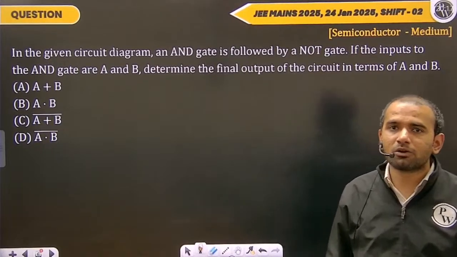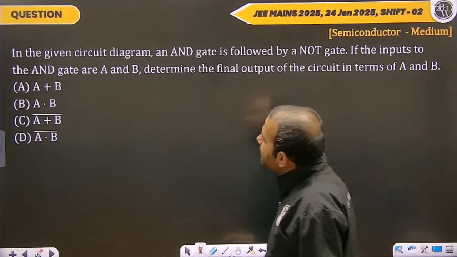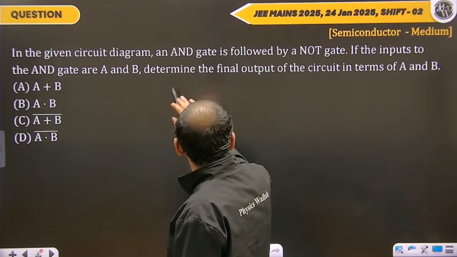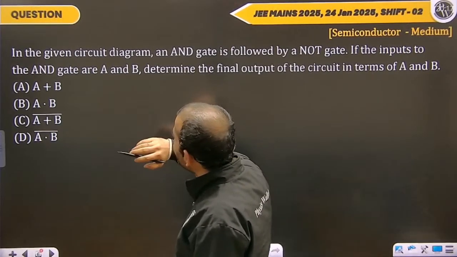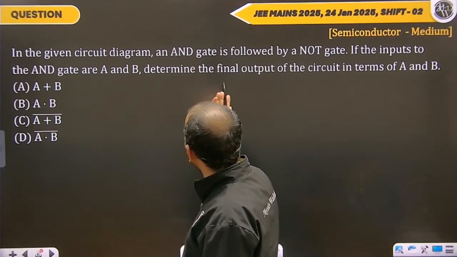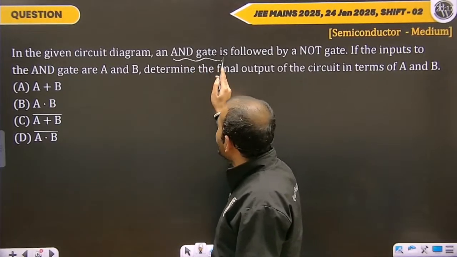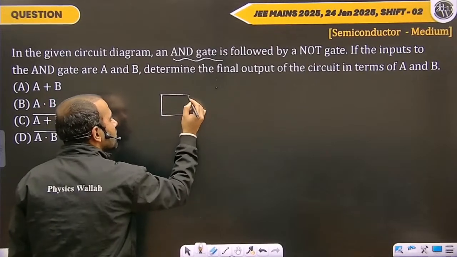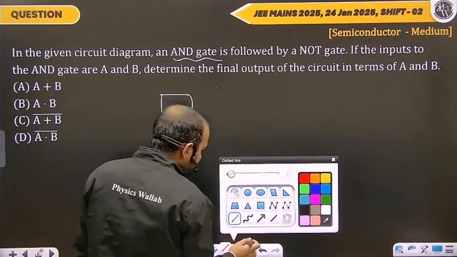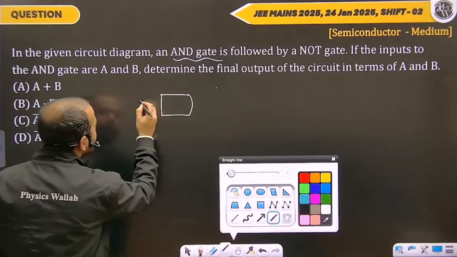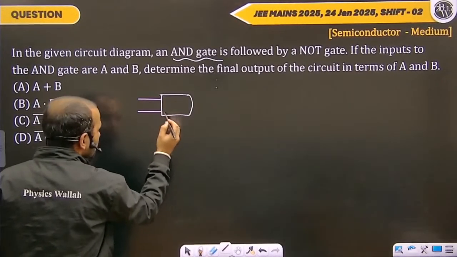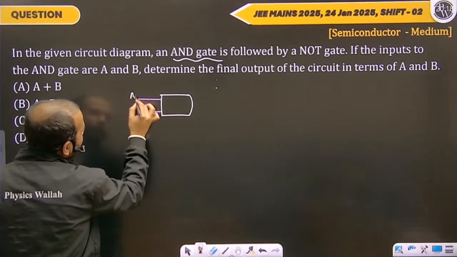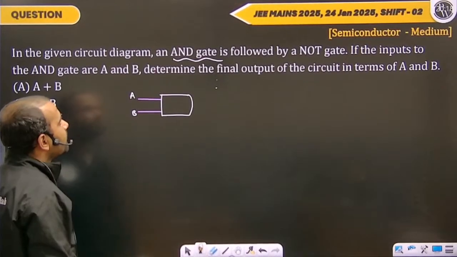So, semiconductor question. We don't have a diagram here, so let us try to understand from the question itself what the diagram could be. They are having an AND gate, and we all know an AND gate has a diagram something like this. Definitely an AND gate will have two inputs: input 1, input 2, where input 1 is A and input 2 is B.